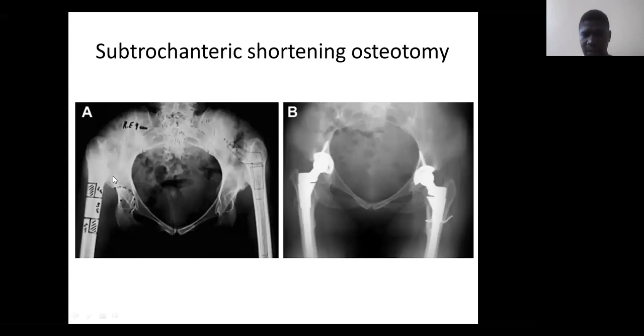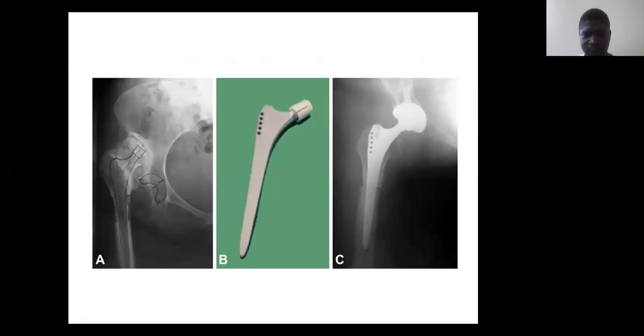So as shown in this diagram, after calculating the leg length discrepancy, then we can plan how we're going to do our osteotomy. So demonstrated here is a Z plus, and in this patient on the left side, the subtrochanteric osteotomy was augmented with the K1. Then also we have to plan for the implants that we're going to use and the osteotomy that we're going to do.